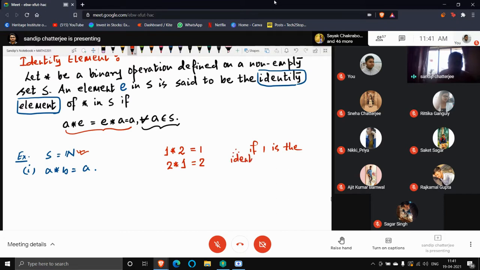Therefore, if 1 is the identity of star in N, then what has to happen? Then 1 operated with 2 should be equal to 2 operated with 1. Am I right or not? Yes, sir. That should be equal, means 1 equal to 2. That will imply. Can it happen?